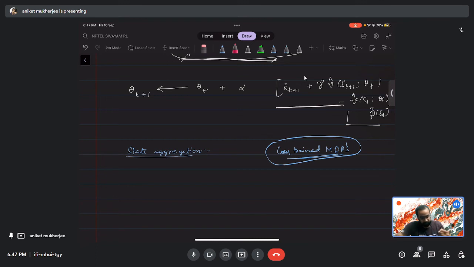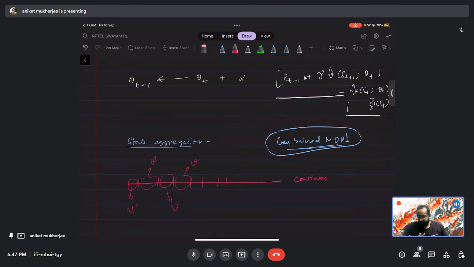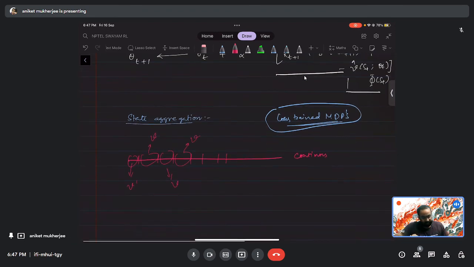So, state aggregation. I'll just give the basic statement. Suppose you have a continuous state space. What you do is you divide it into bins, and for each bin you have one value function. For each of these you have one value function. This is how you handle continuous spaces, which is a very bad way to handle them, but this is what it does.